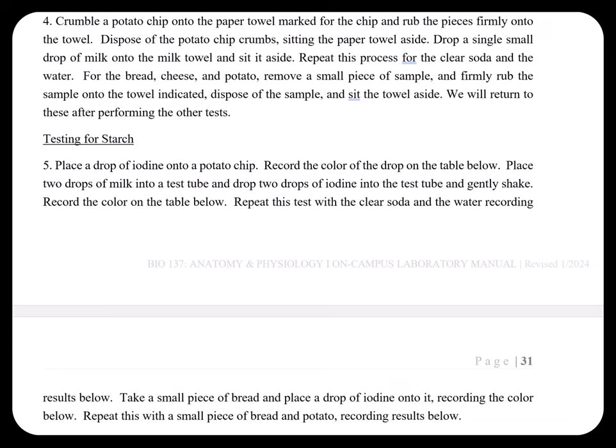For example, you know that potatoes are very starchy. So you should definitely get a positive test for a potato chip. Milk, you may have to look that one up and see how much, if any, starch or glycogen is in milk. There's definitely milk sugar. So milk itself has sugars in it. But are they long enough to trip the test for starch?